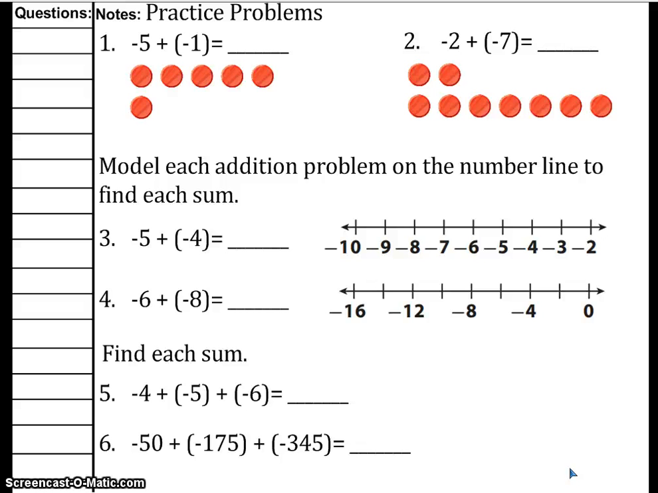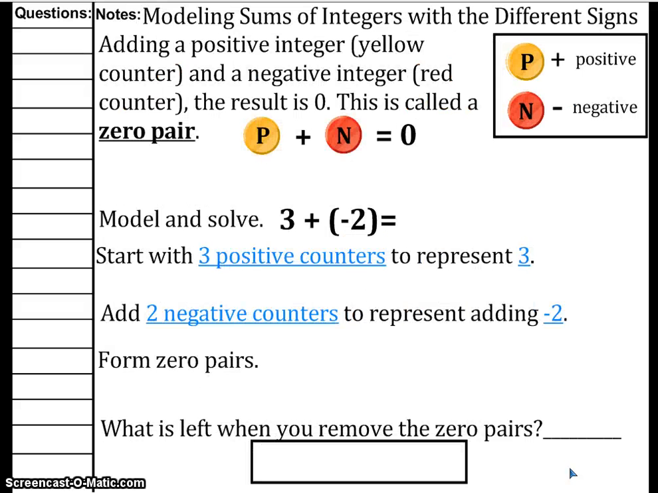Get ready to go to our next section of our notes, which will be modeling sums of integers with different signs. So, adding a positive integer or a yellow counter and a negative integer or a red counter will result in 0. This is called a zero pair.